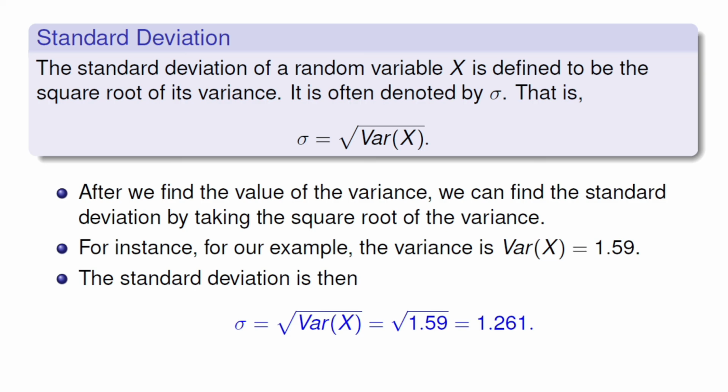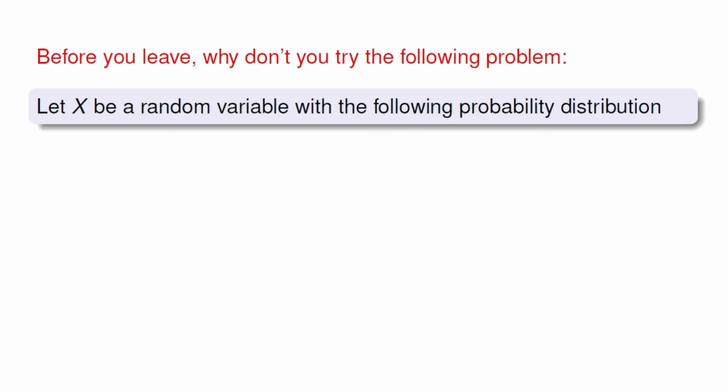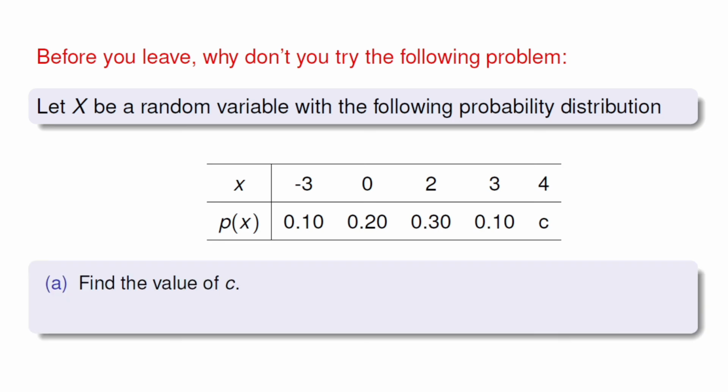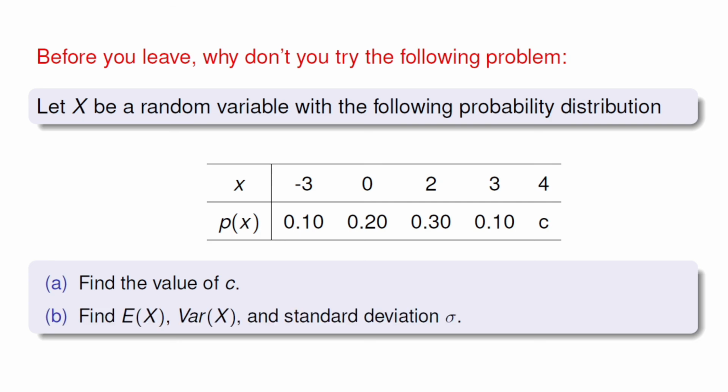Now, before you leave, why don't you try the following problem? Let x be a random variable with the following probability distribution, and find the value for c first, and then find the expectation, the variance, and the standard deviation. Can you solve this problem?